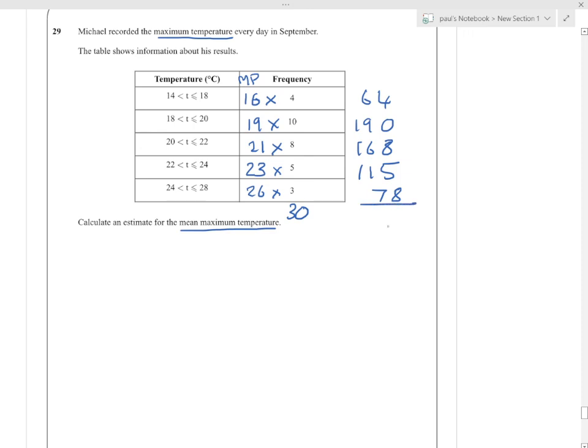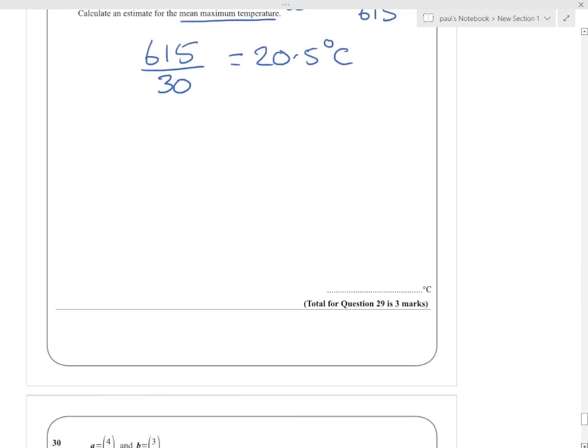So we need to add all that stuff up together. 64 plus 190 plus 168 plus 115 plus 78 is a grand total of 615. So to find the mean maximum temperature, we go 615 divided by 30. I've got 20.5. 20.5 degrees C. I'll put the C in there just to keep them happy, just in case.